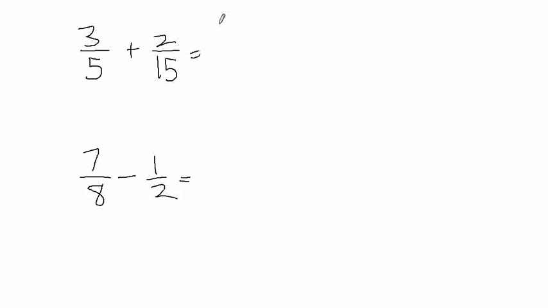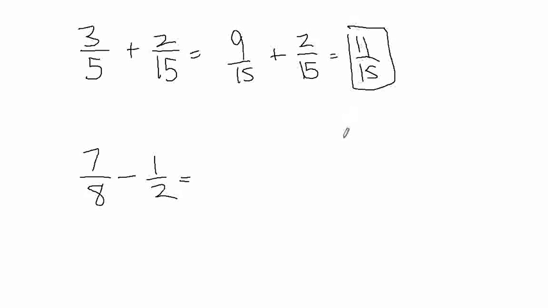So the first one, the least common denominator is 15. So I'm going to keep the second fraction unchanged, and I'm going to multiply the top and bottom of the first fraction by 3. All right, and so now I can add the fractions, and I get 11/15. All right. For the last one, the least common denominator of 8 and 2 is 8, so I'm going to leave the first one unchanged, convert the 1/2 to a 4/8, and now I have 3/8 for the answer.